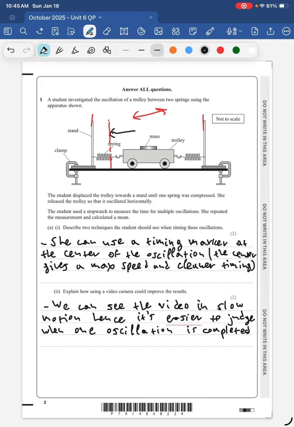I want to check the mark scheme. I haven't actually. Sometimes I just answer these questions on my own. So, okay, they say that the video camera can record in slow motion. So judging when a whole oscillation is complete is more accurate. Okay, so it's the same as my answer. So let's move on.